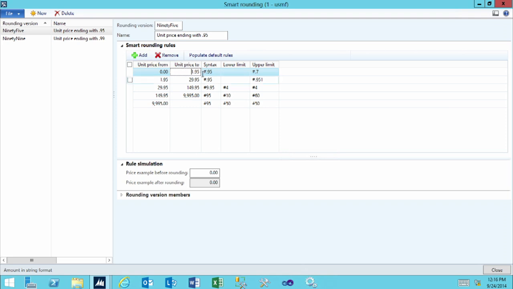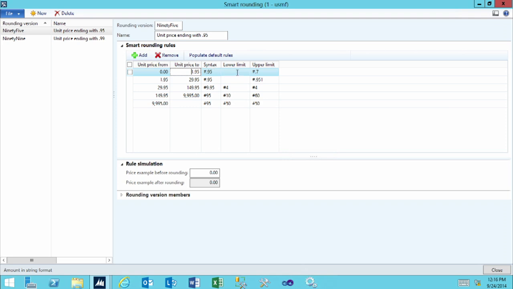The syntax for this particular price uses a $.95. This means that anything before the decimal place will be replaced or will remain the same as what it currently is. And it will always end in .95. In this particular example, there is no lower limit. However, there is an upper limit. So, if a price is entered that's above 0.7, it will automatically be rounded up to the next 0.95.